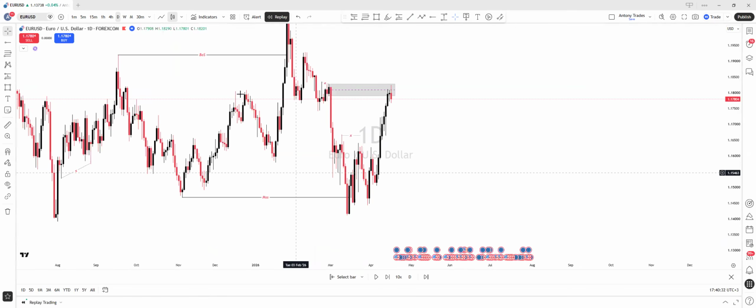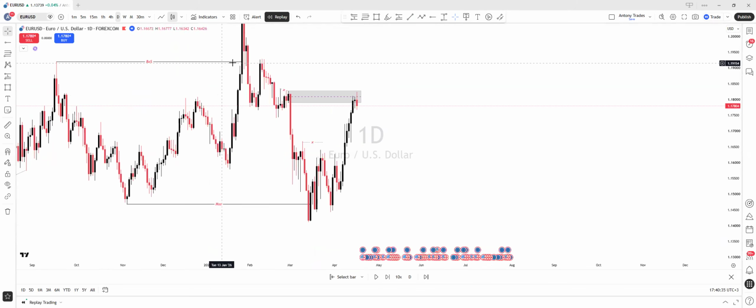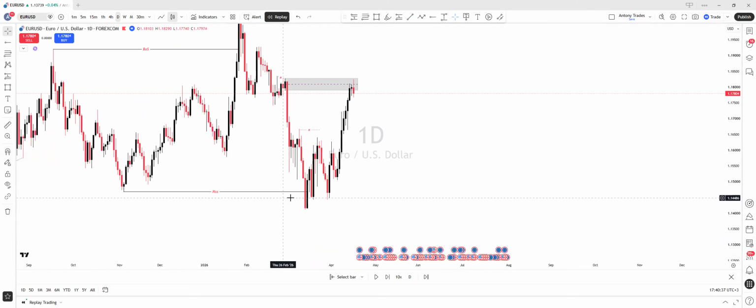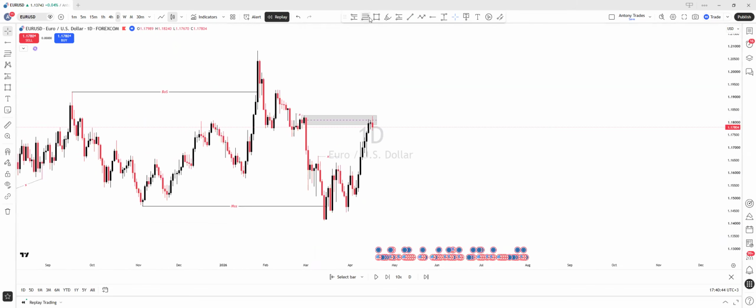We have Euro USD on a daily time frame. We have this one as our break of structure to the upside. And then we have a change of character to the downside. All right. So that is the analysis that you have done from the daily time frame. So what do you do after you have done your analysis? You pick your fib, you place it from the high to the low.